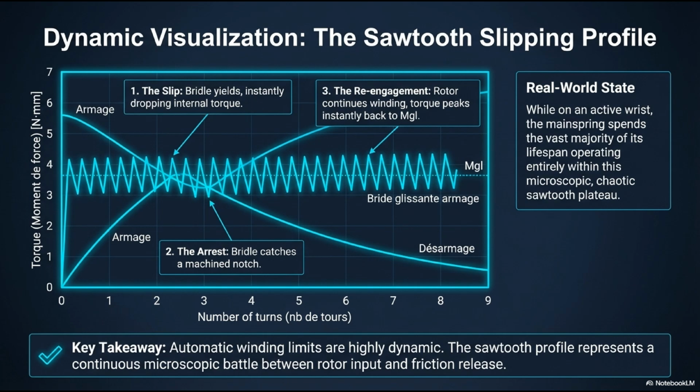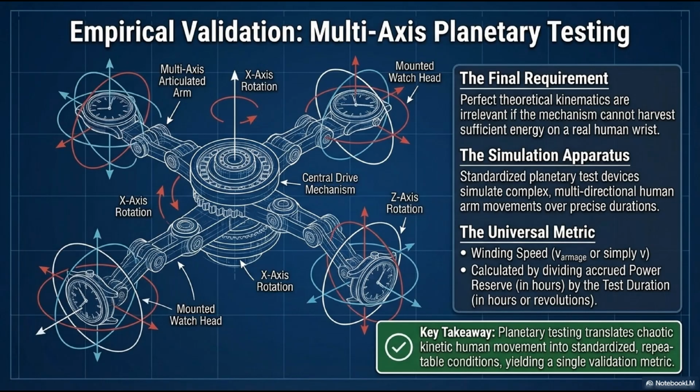The real-world state is fascinating. While on an active wrist, the mainspring spends the vast majority of its lifespan operating entirely within this microscopic, chaotic, high-tension sawtooth plateau. It is a continuous, never-ending microscopic battle between the rotor constantly forcing input, and the bridle violently releasing friction to protect the watch. We have engineered a brilliant system on paper.